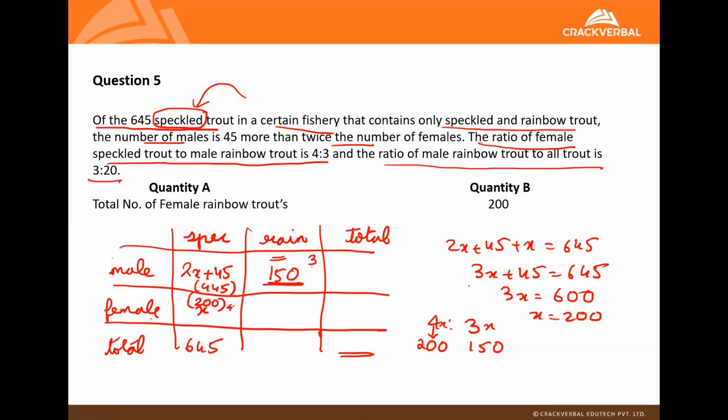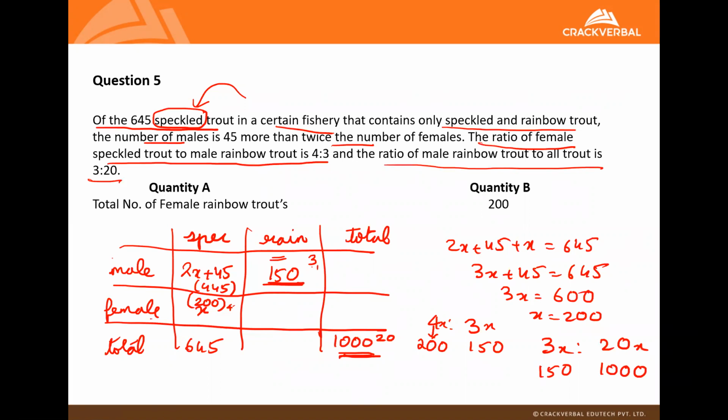This is the male rainbow trout to all trout, which would be the total here. So that ratio is 3:20. So if the ratio is 3:20, this is 3x and 20x. 3x is given to me as 150. Now again, x is 50. So 20x is going to be 20 into 50, which is 1000.